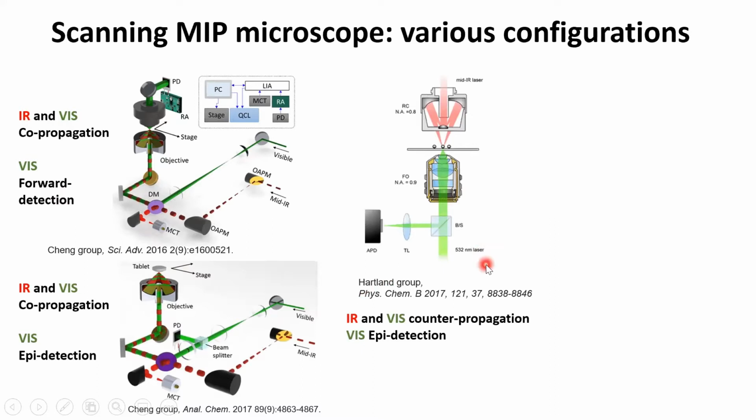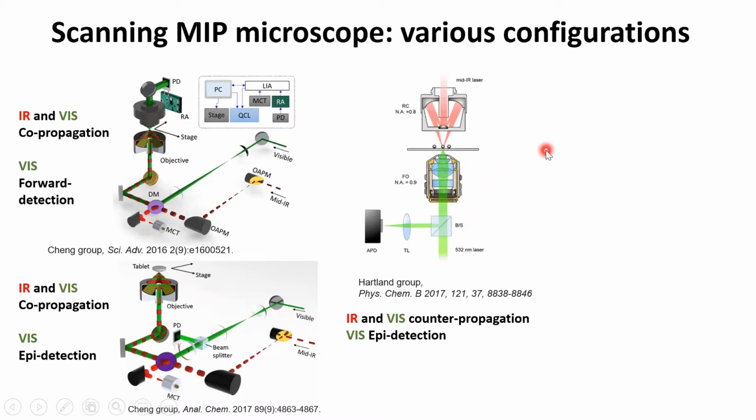The Hartland group, here again in the US, built this counter-propagation geometry. This allows the use of a high NA objective. So this can even further improve the spatial resolution down to 300 nanometers.